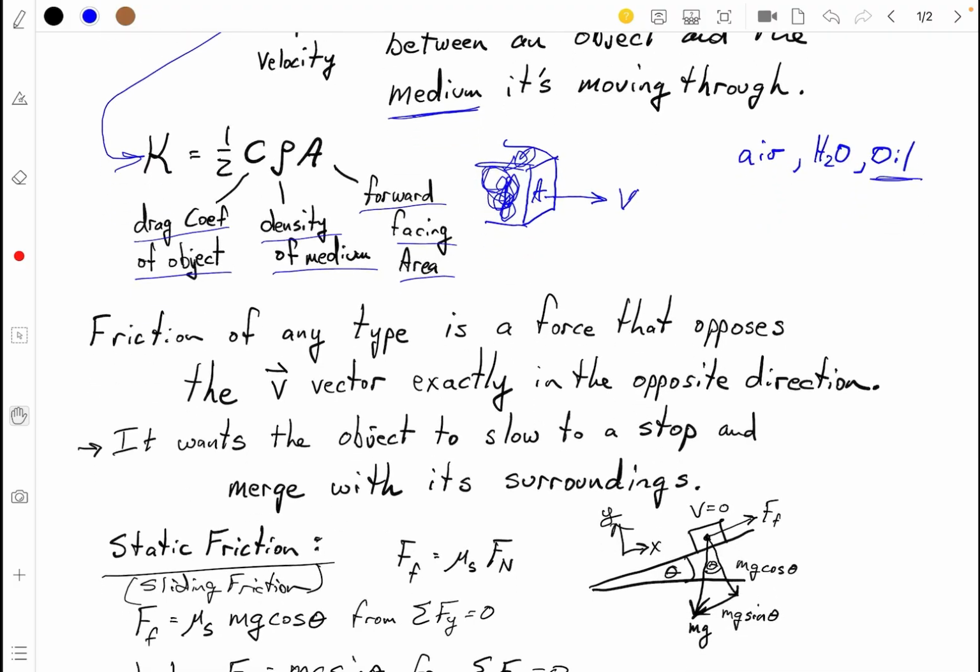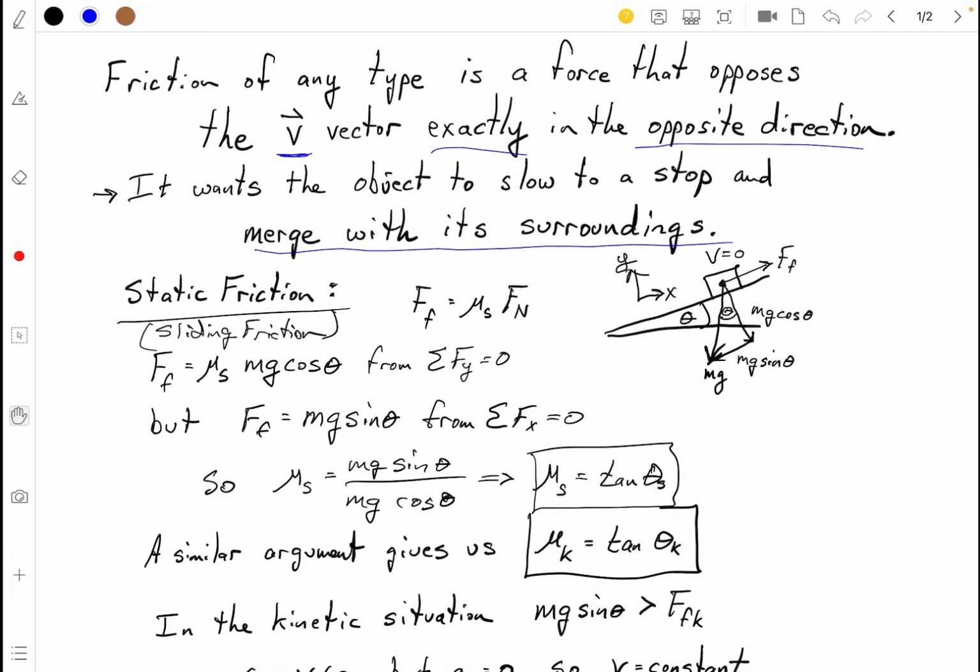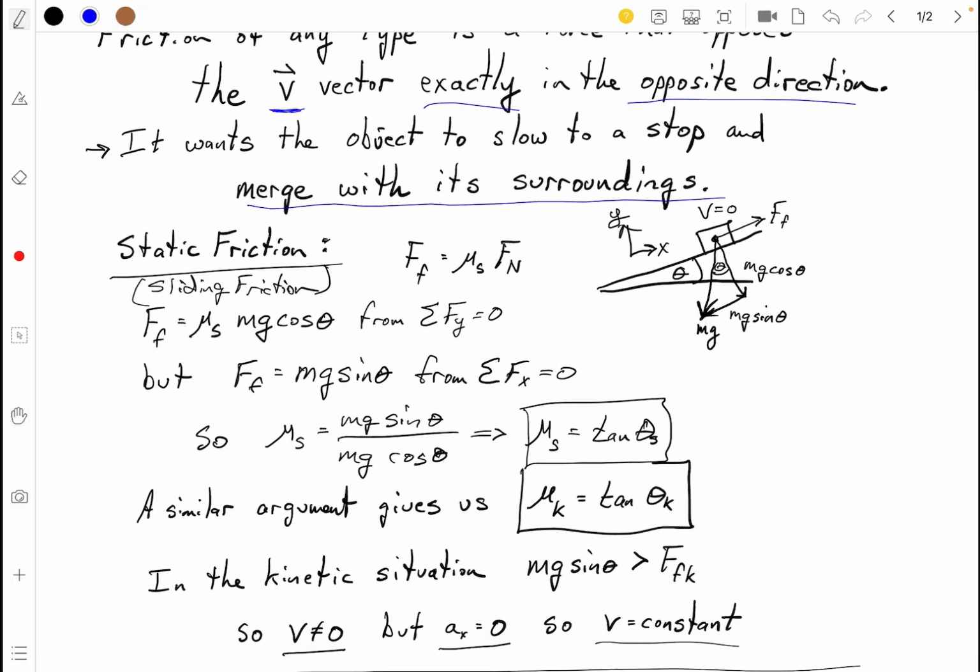But friction of any type is a force that opposes the velocity vector exactly in the opposite direction. It wants the object to slow to a stop and merge with its surroundings. Okay, so when you get a flat tire, your car's wanting to merge with its surroundings, and it's just natural. You can do stuff about it, but it's the inevitability of the world.